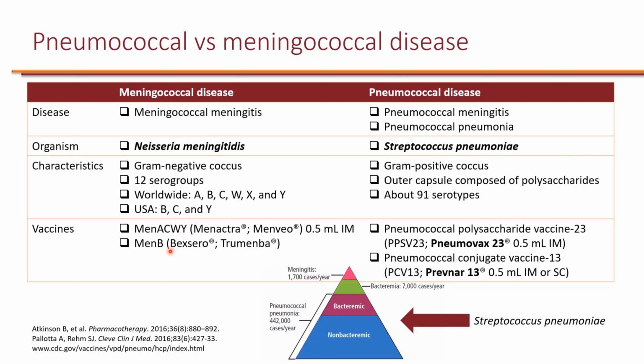Now, when we talk about pneumococcal disease, there are 2 diseases that this may be referring to. So pneumococcal meningitis and also pneumococcal pneumonia. And this is basically caused by Streptococcus pneumoniae, which is a gram-positive coccus. And there are 91 different serotypes. Now we have 2 different pneumococcal vaccines. We have the Pneumovax 23 and we have Prevnar 13, which I will explain shortly. Now it's important to distinguish between these two because there is some misconception out there.